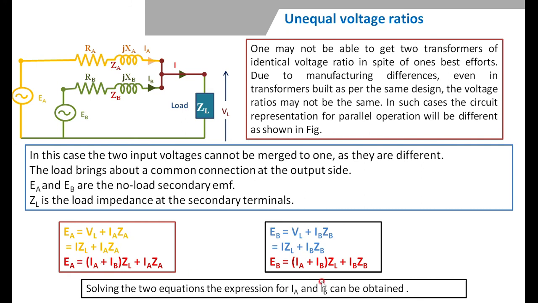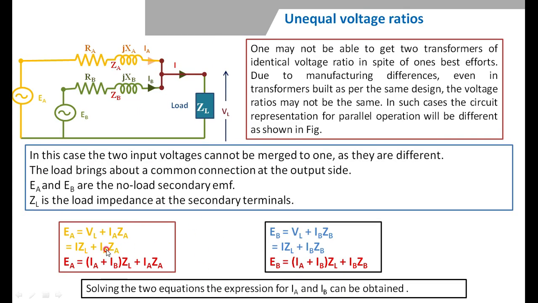If you solve these two equations, we get the current shared by transformers A and B. How exactly they share the load, we will see here. I am taking the same equations: EA is equal to IA ZA plus I ZL for the first transformer, and EB is equal to IB ZB plus IA plus IB into ZL. It is based on VL plus IA ZA equal to EA and EB equal to VL plus IB ZB, where VL is nothing but I into ZL, and I is equal to IA plus IB. The same thing replaced, and we get the equations here.